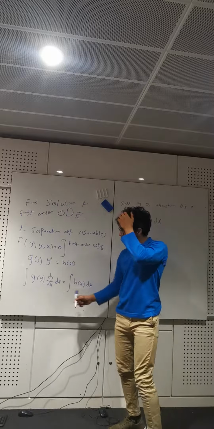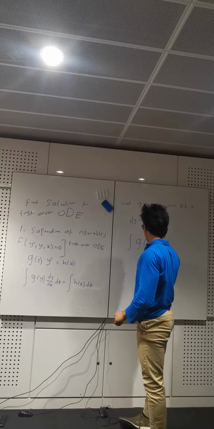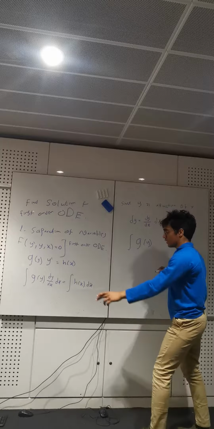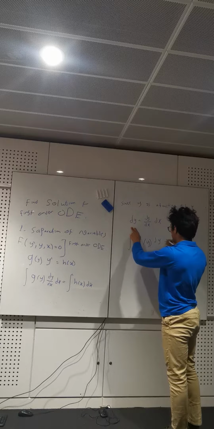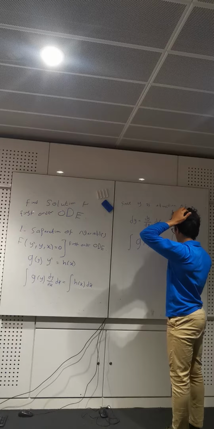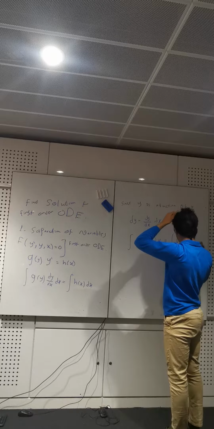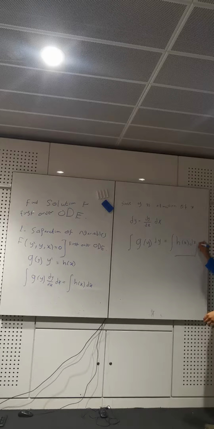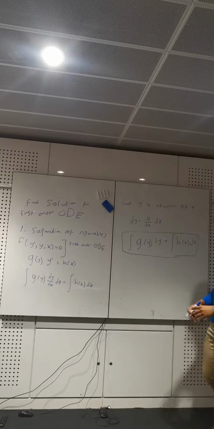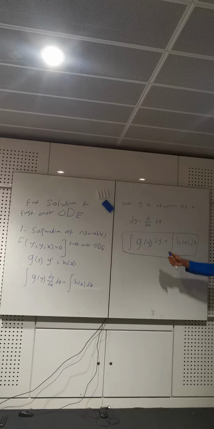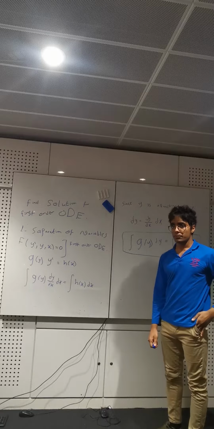So the left hand side of the integration can be simplified as the integral of g of y dy, and the whole thing will be equal to the integral of h of x dx. This is the overall form of the problem of separation of variables. So we reduce it into two integration problems which we can find the solution of.